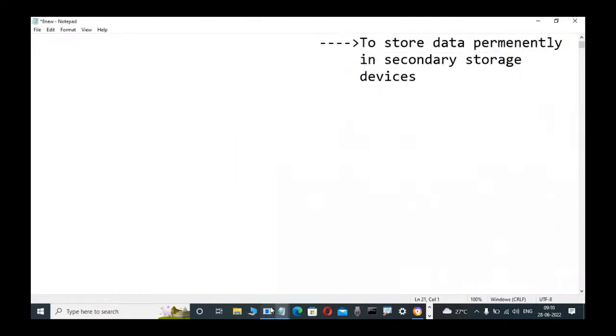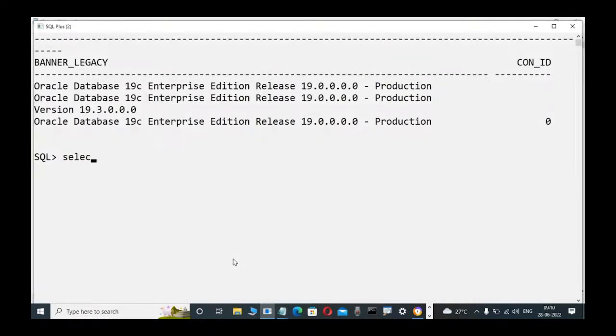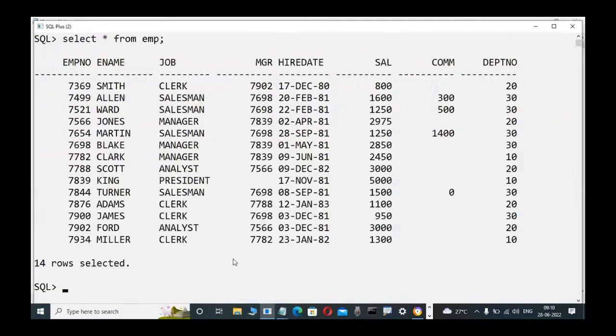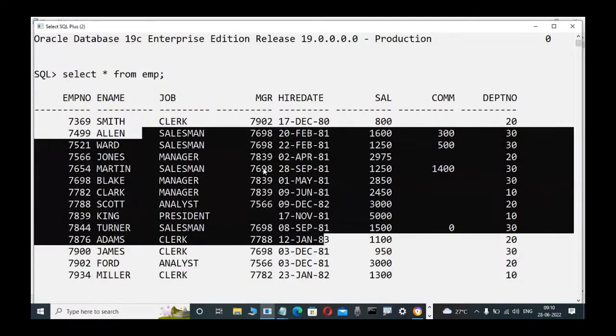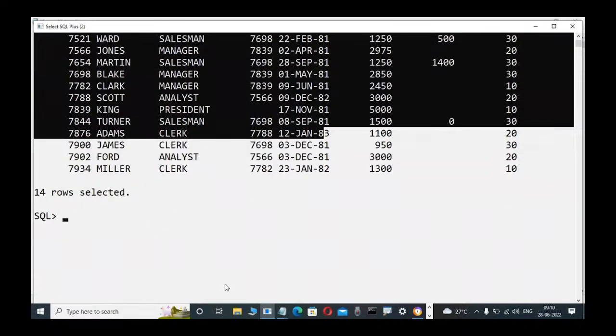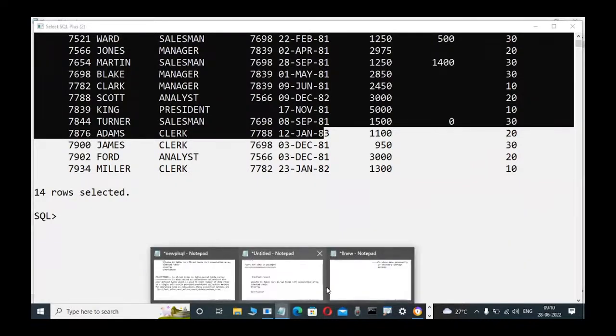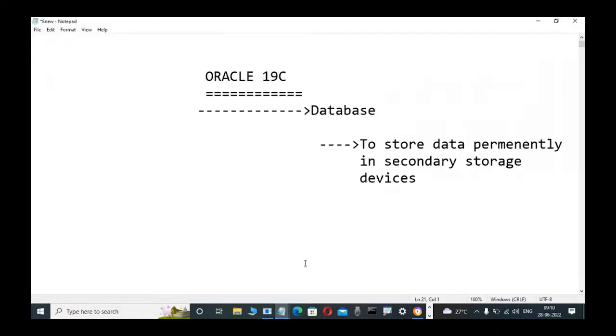Now check it out. Here is a table, for example. In table format we store the data, and to modify it we just use the SQL language. SQL, Structured Query Language, is very easy. The commands are 1 or 2 lines of coding, not very difficult, very easy coding.